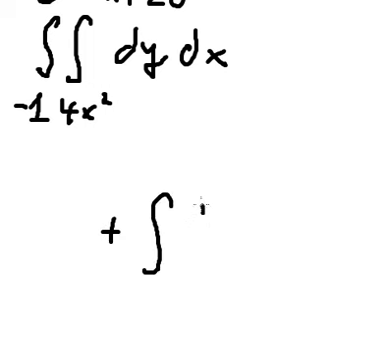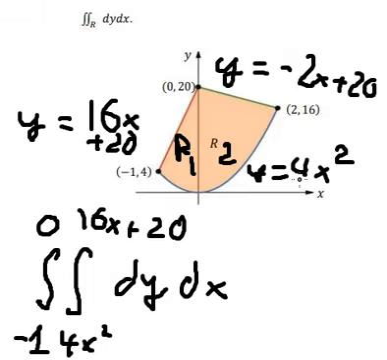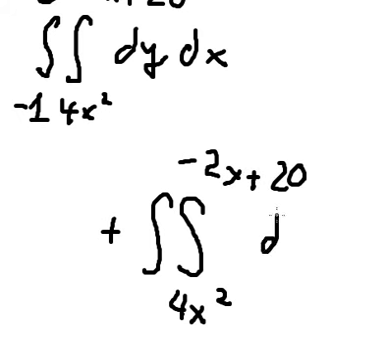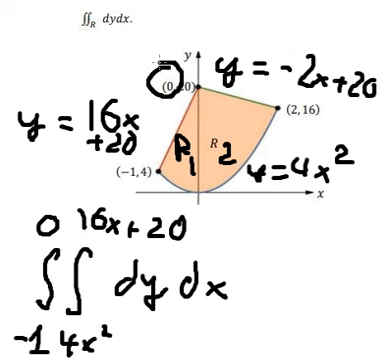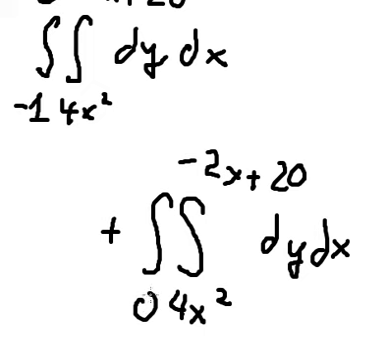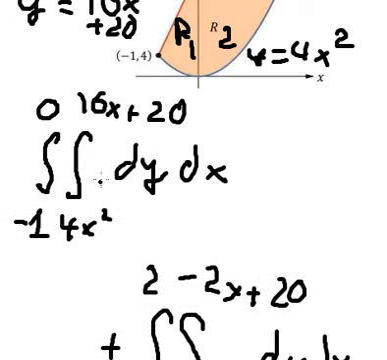And R2, we see that between 4x squared and negative 2x plus 20. So the bounds of dy in here are 4x squared to negative 2x plus 20. About x, they start at 0 and they stop at 2 in here. So the bound of x is from 0 to 2. And now we need to calculate two double integrals in here. Now I will go to the first one.